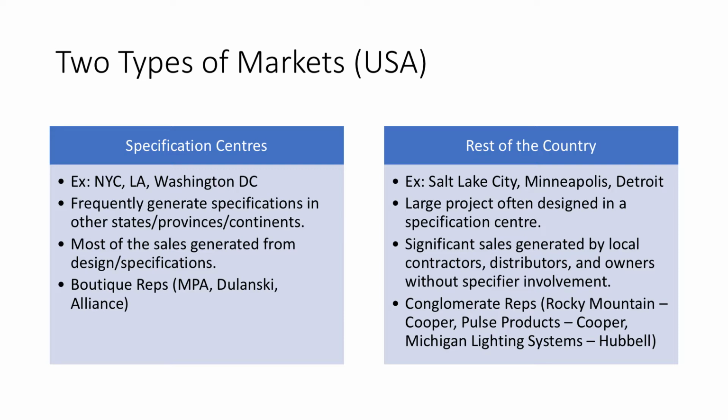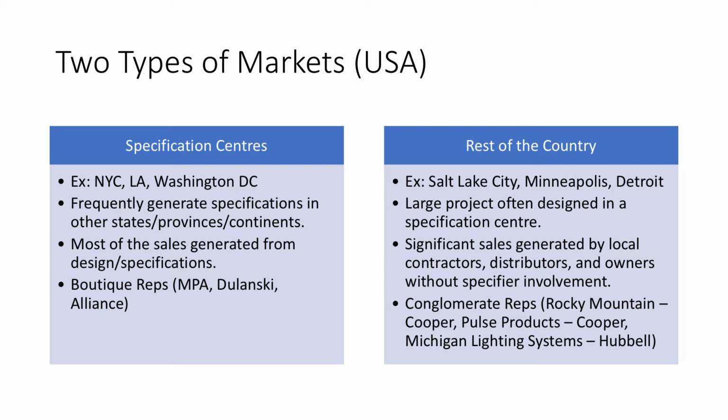A lot of the sales are generated from design and specifications. So that's related, because they generate the specification, but the project is elsewhere. In these specification centers, they support a specific type of rep, which is boutique reps. The boutique reps don't carry a large number of lines. They don't carry 30 to 40 manufacturers, although some do. They can carry as little as 10 or 20 different manufacturers.